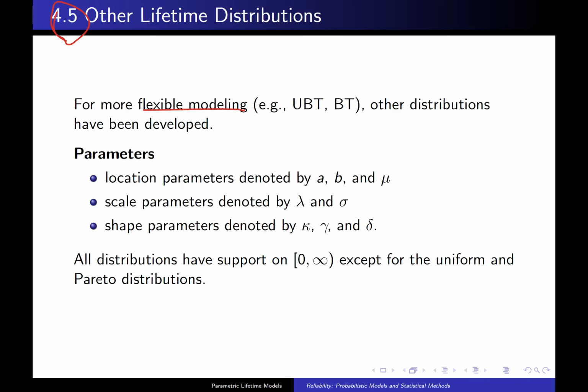some shapes that don't occur quite that often for the hazard functions, such as the upside down bathtub or the bathtub shaped hazard functions. The parameters will generally be denoted in this section by a, b, and mu. Scale parameters will usually be denoted by lambda and sigma. And finally, shape parameters will be generally denoted by kappa, gamma, and delta. All of the distributions that you're about to see will have support from 0 to infinity, except the uniform and the Pareto distributions, and we will stop when we get to those.